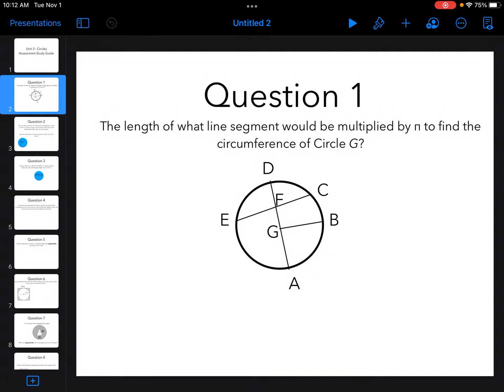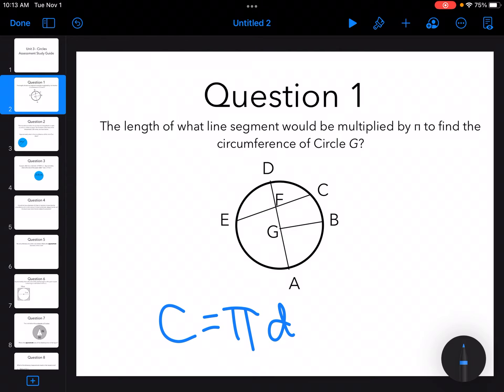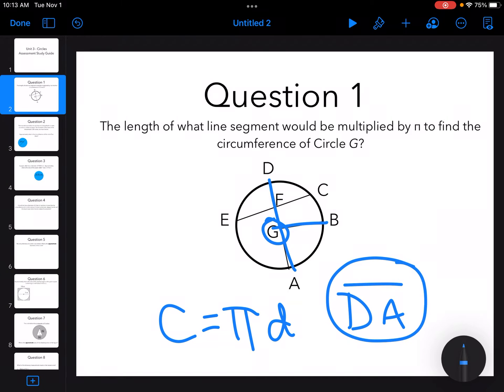So I know that my formula is C equals pi times diameter, right? Well, that means I need a diameter. So a diameter goes through the center of the circle, so it has to go through point G. Okay, I know G to B is a radius, so that's not going to work. So I'm going to do segment DA. That would be my answer because that's the diameter.